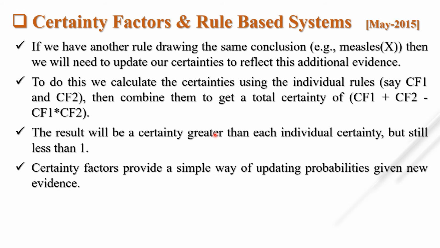So the certainty factor provides a simple way of updating probabilities given new evidence. We already have the evidence. If there is more evidence, then with the help of certainty factor, we can add that particular evidence, and then we can increase or decrease the probability of that particular disease.